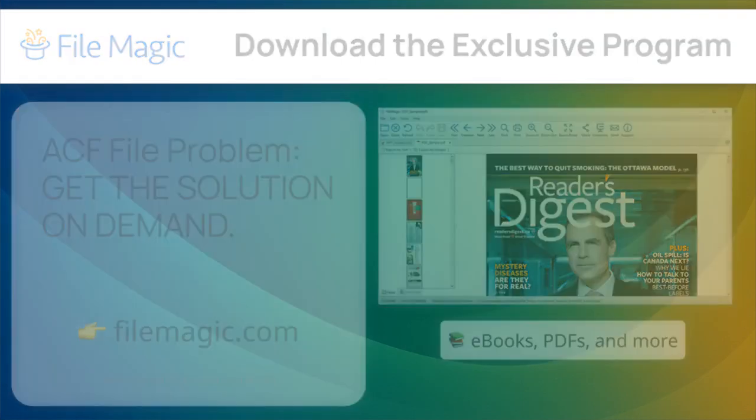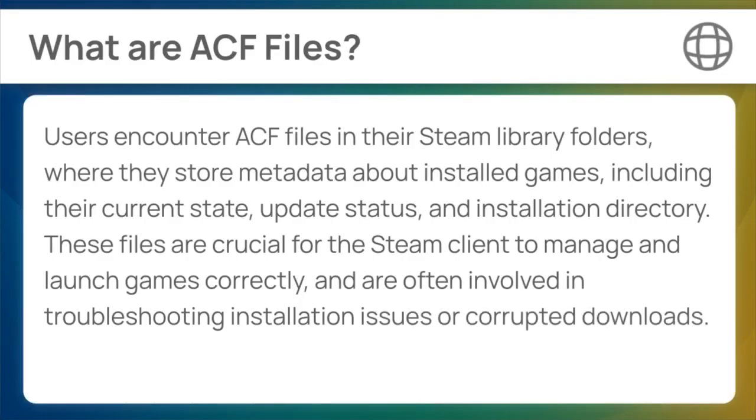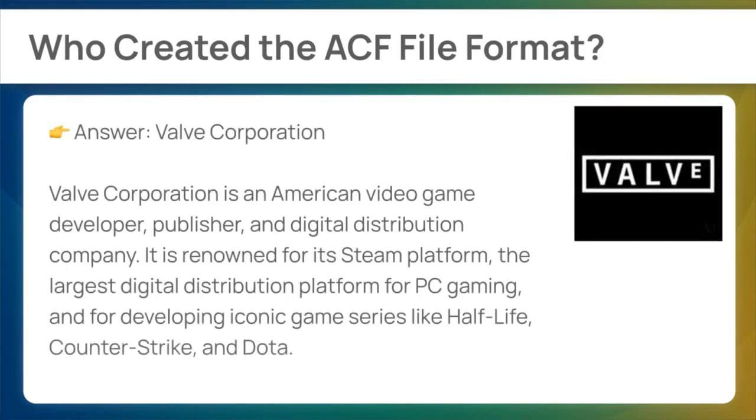Users encounter ACF files in their Steam library folders, where they store metadata about installed games, including their current state, update status, and installation directory. These files are crucial for the Steam client to manage and launch games correctly, and are often involved in troubleshooting installation issues or corrupted downloads.